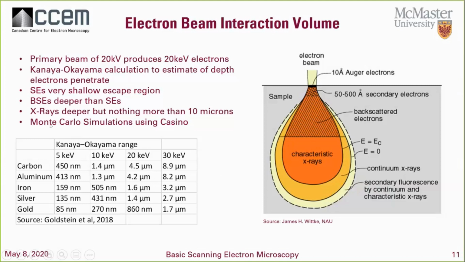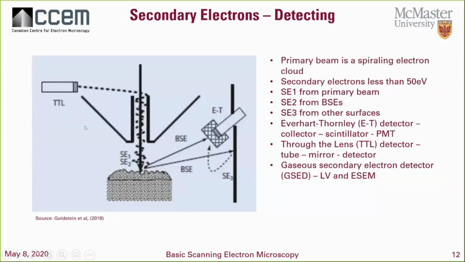Now, you can use various different formulas, or you can use some simulations to calculate these volumes that might occur within your material, especially if it's a little more complex with multiple layers, using programs such as Casino. Now, if we're talking about secondary electrons, there are various methods of detecting them. So here we have a nice diagram showing us two of the detectors that are normally used for detecting secondaries.